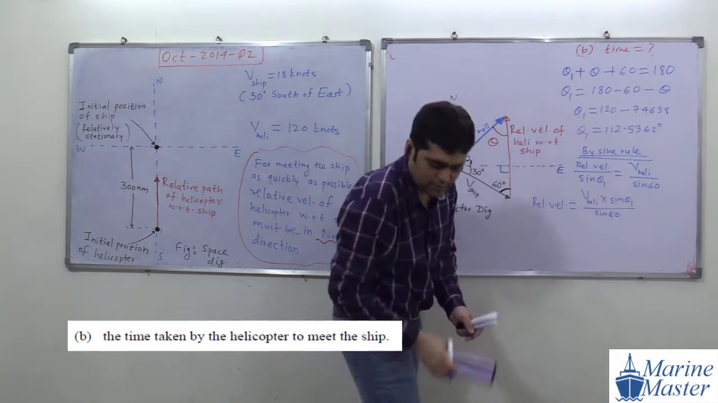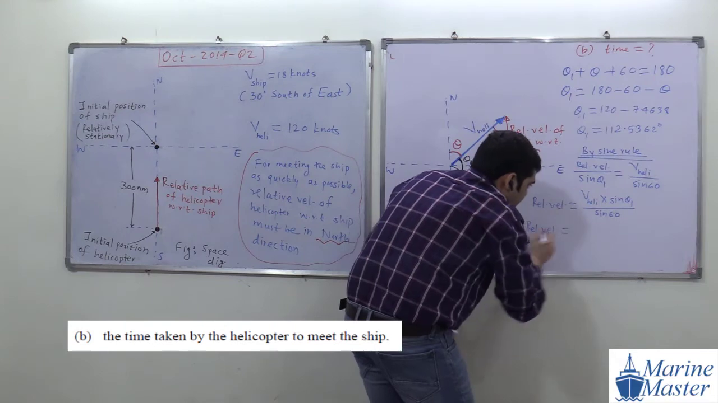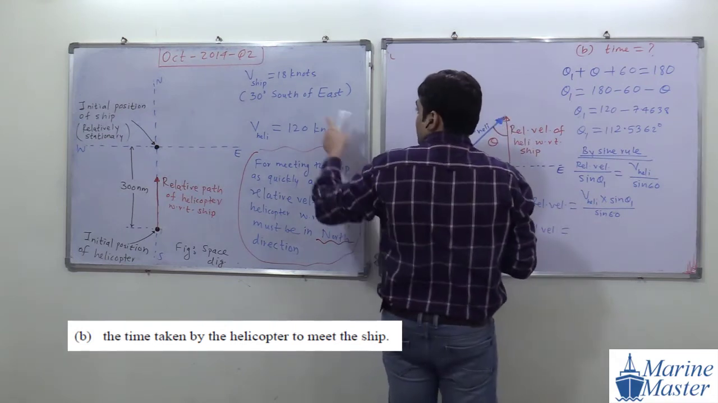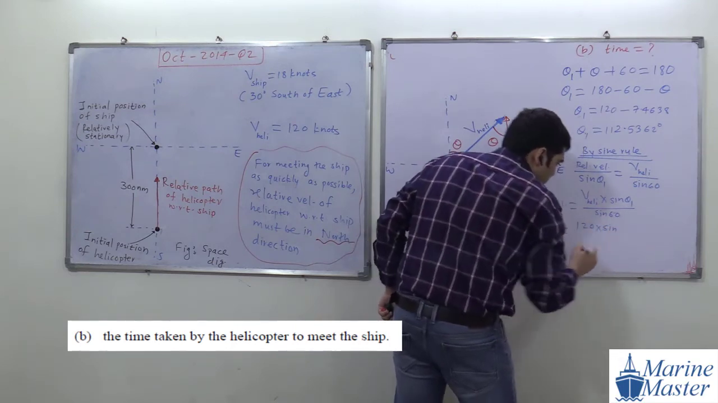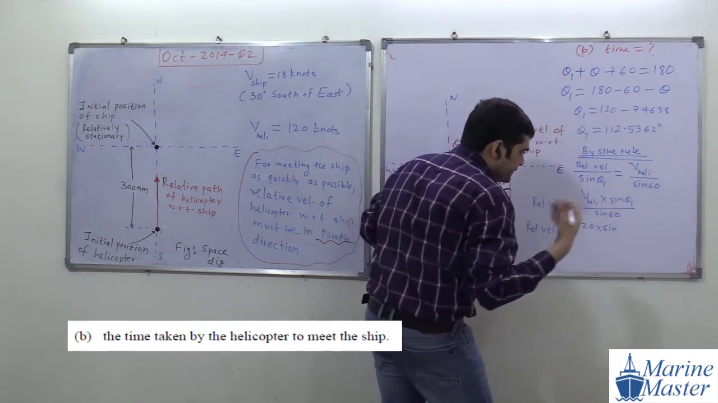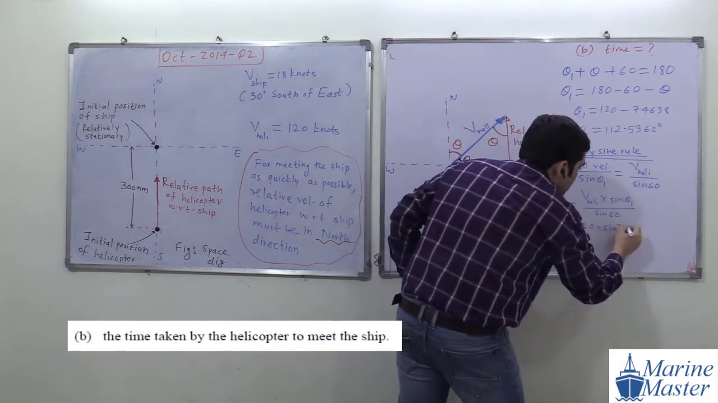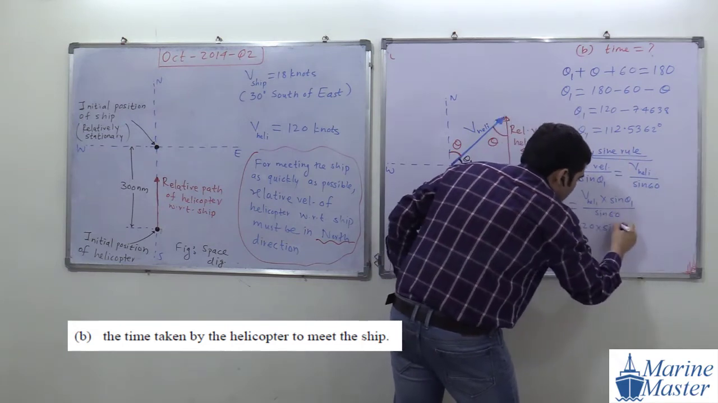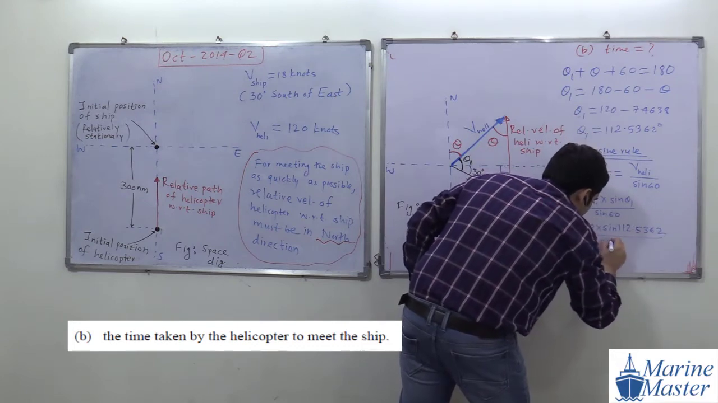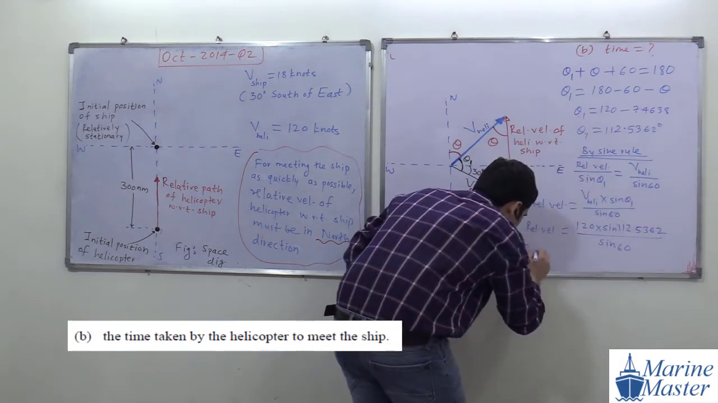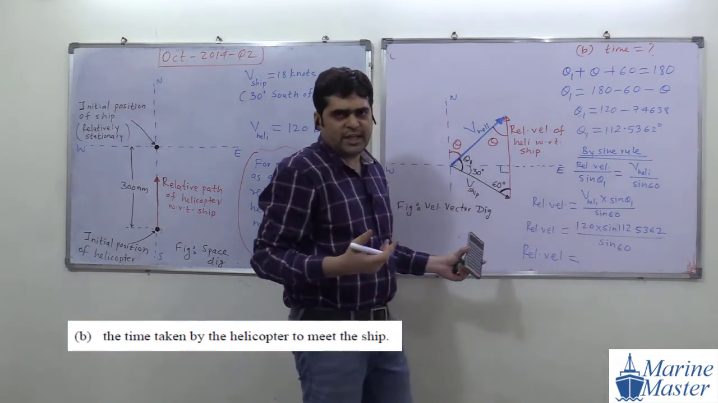Try to see the scenario here. We are nearer to our answer. So relative velocity will be equal to what? V heli is 120, into sine of theta 1. Theta 1 is 112.5362 divided by sine 60. Everyone, please tell me the value of relative velocity. This is relative velocity with respect to the ship.